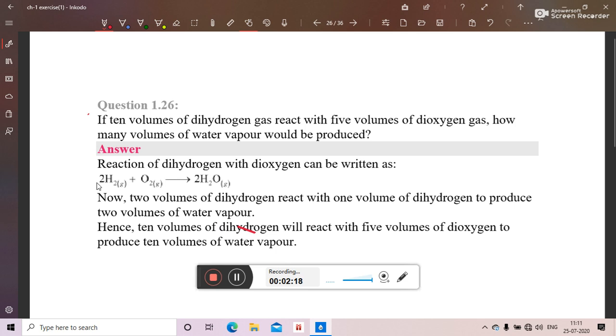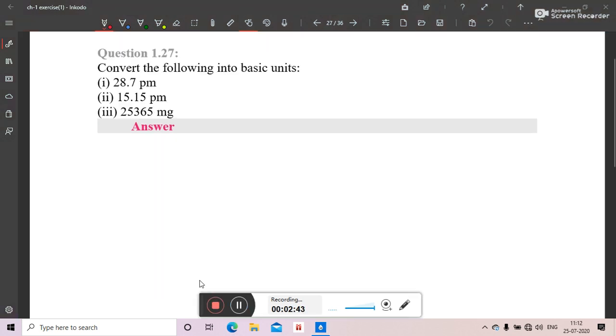So here you can see that 2 moles of hydrogen is there, 1 mole of oxygen is there, so it gives 2 moles of water. So that means 2 volume of hydrogen reacts with 1 volume of oxygen to form 2 volumes of water. So hence 10 volume of dihydrogen will react with 5 volumes of oxygen to produce 10 volumes of water vapor.